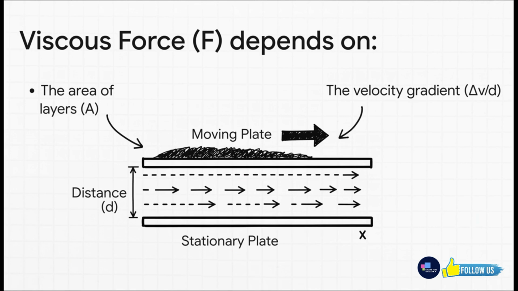So what determines how strong this force is? Well, it's proportional to two key things. First, the area A of the layers. That makes sense, right? A bigger area of contact means more friction. And second, something called the velocity gradient. It sounds complicated, but it's just the change in velocity divided by the distance between the layers. Basically, it tells you how much the speed changes as you go from one layer to the next. A really sharp change means a big velocity gradient and a big force.